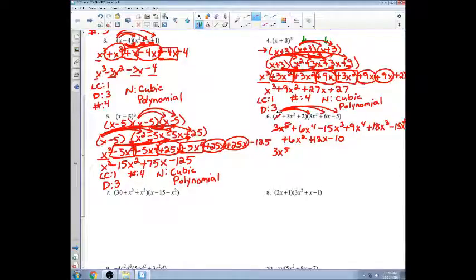Positive 6x to the fourth. Is there another x to the fourth? There is. It would be the 9x to the fourth. So this would get me positive 15x to the fourth.